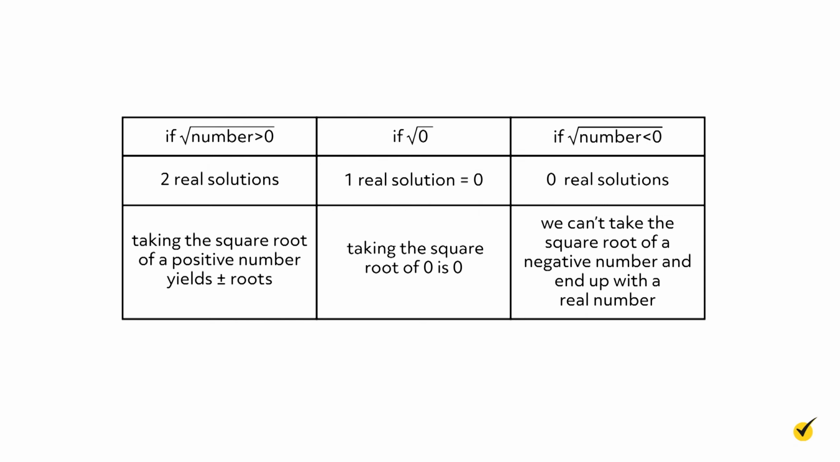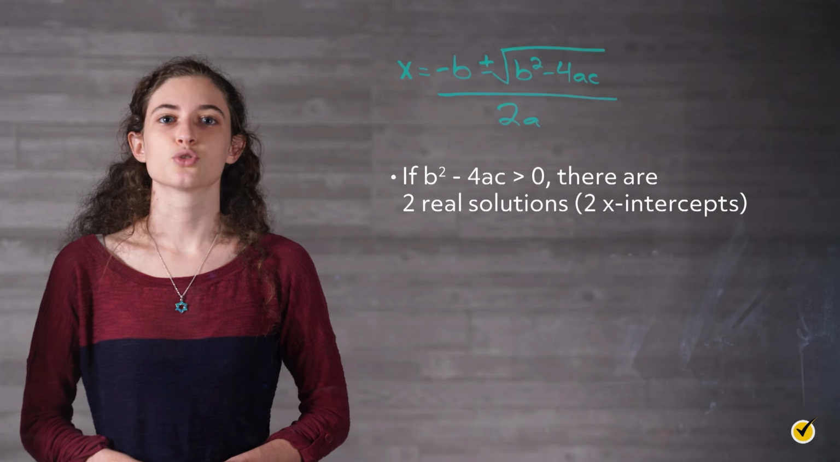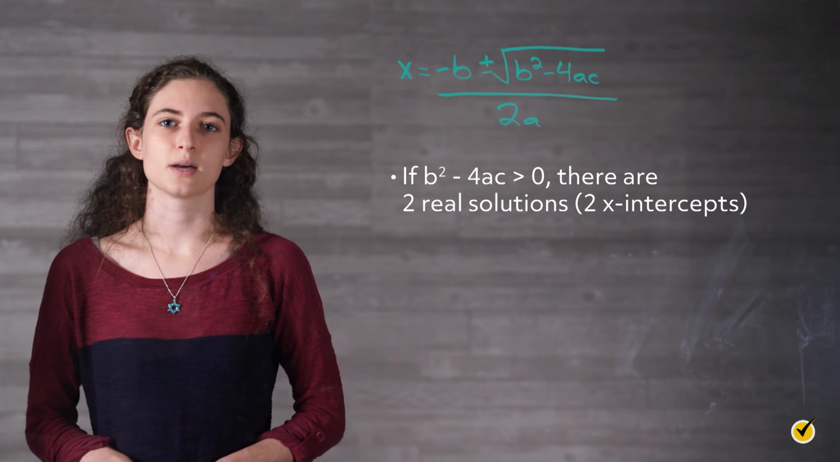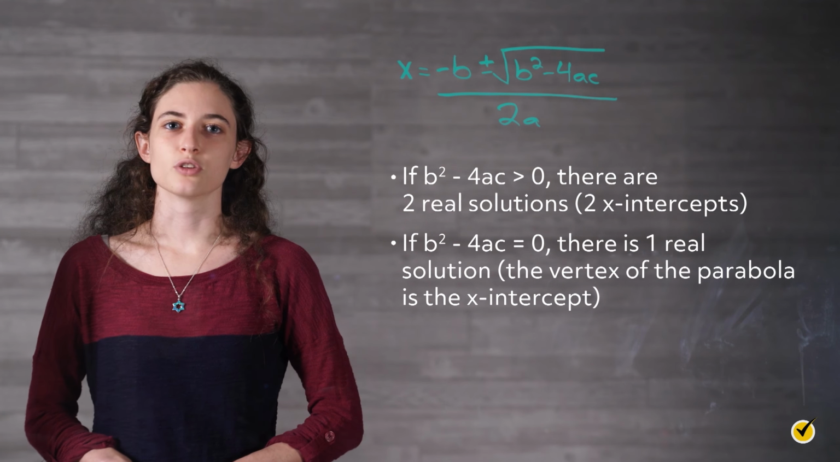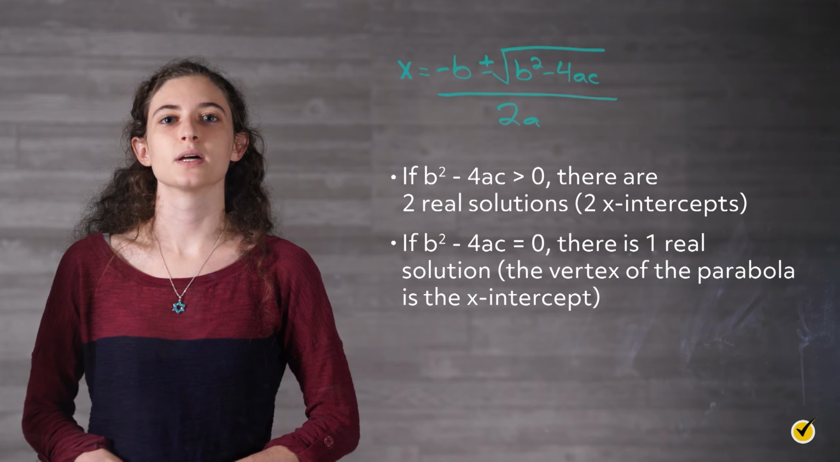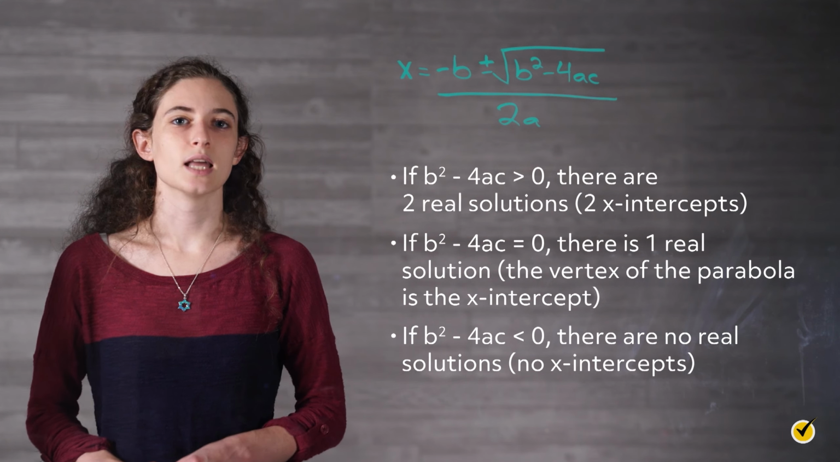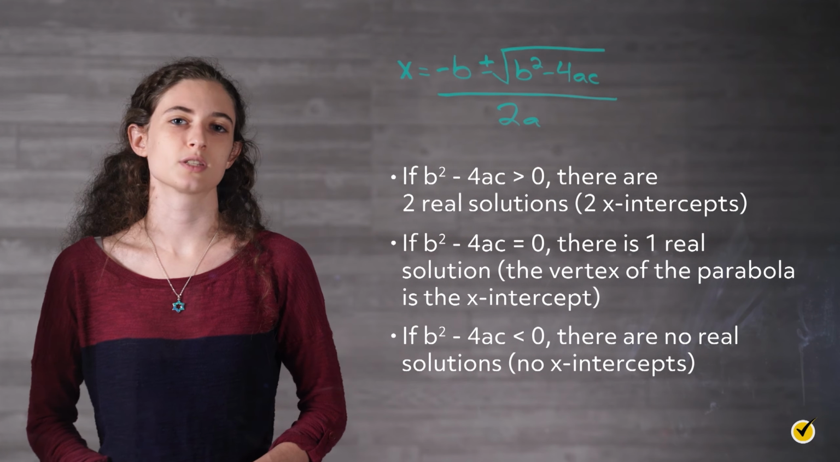So what does this have to do with the discriminant? If b squared minus 4ac is greater than 0, then there are 2 real solutions, 2 x-intercepts. If b squared minus 4ac equals 0, there is one real solution. The vertex of the parabola is the x-intercept. And if b squared minus 4ac is less than 0, there are no real solutions, no x-intercepts.